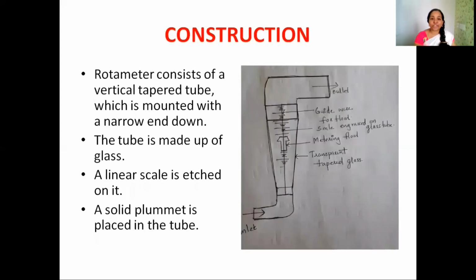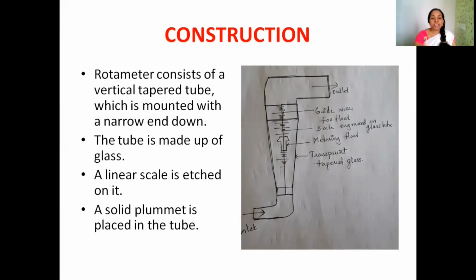Now move on to the construction of rotameter. Here you can see another figure for rotameter. Actually this is our rotameter. Only this portion is called our rotameter. This is the inlet of the pipe and this is the outlet of the pipe. So our rotameter is a tapered glass tube. A vertical tapered glass tube, a transparent glass tube, that is our rotameter, and the end portion of the rotameter is narrow. A linear scale is engraved on our rotameter.